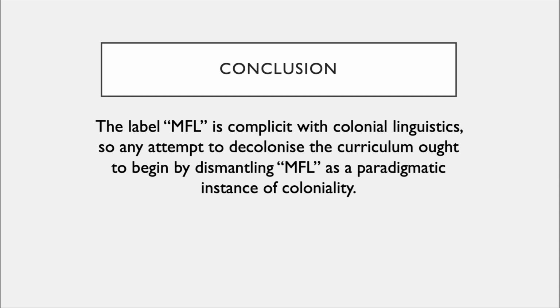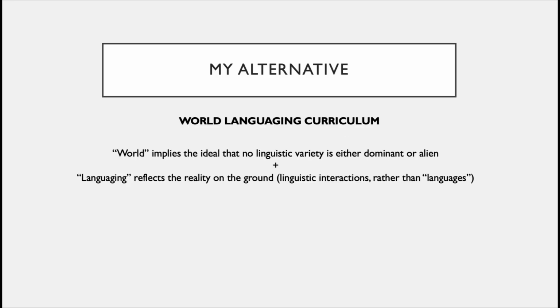So now that we have identified the problem, this begs the question of, well, what are the alternatives to this? How would you call that curriculum if you don't call it modern foreign languages curriculum? Well, I suggest world languaging curriculum. World implies the ideal that no linguistic variety is dominant and no linguistic variety is alien either. And on top of that, languaging more accurately reflects the reality on the ground in the sense that all there are are interactions mediated through language rather than pre-existing self-contained autonomous linguistic entities we call languages.